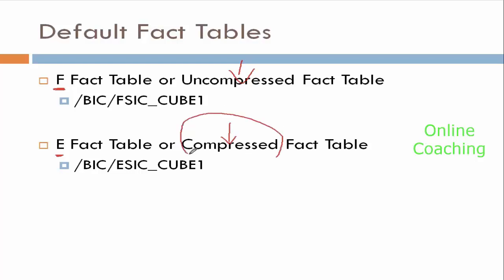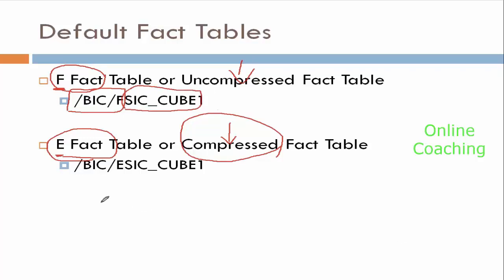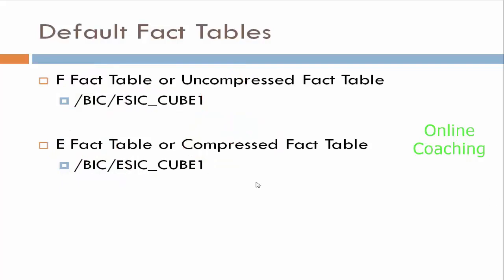We have a separate lesson for compression of Infocube. At that time you will understand what an E fact table is. But for the time being you need to understand that whenever we load data into the Infocube, into the fact table, the data goes to the F fact table by default. This is the default fact table. How does the technical name look? /BIC/F followed by the Infocube technical name. How does the E fact table look? /BIC/E followed by your Infocube technical name. These are the details about fact tables.